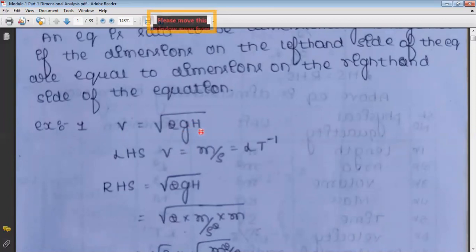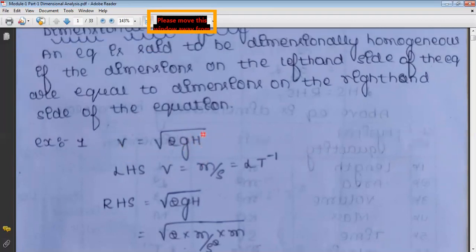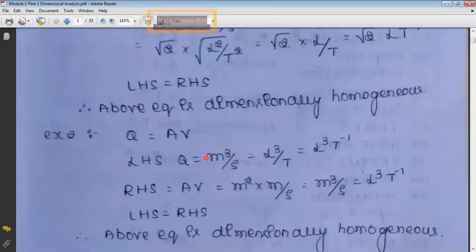An independent variable is a variable which never changes with respect to the other variables; it has an individual value. But here the velocity is dependent on g and h, whereas g and h are independent variables. I think you get the picture. Out of the three variables in this equation, V is dependent, g and h are independent. Similarly, take the second example: Q equals area times velocity, that is, discharge equals area times velocity. Here the discharge is dependent on area and velocity, where area and velocity are independent variables. I hope you understand what dependent and independent variables are.